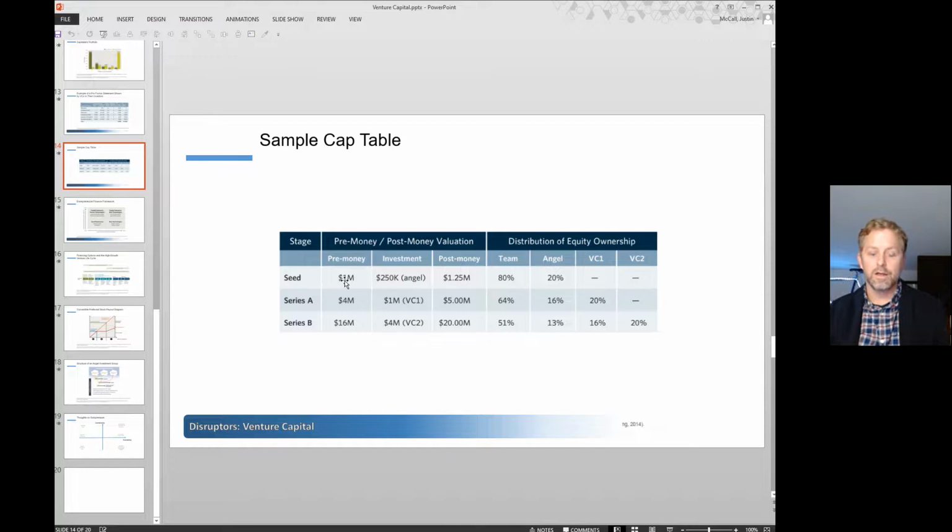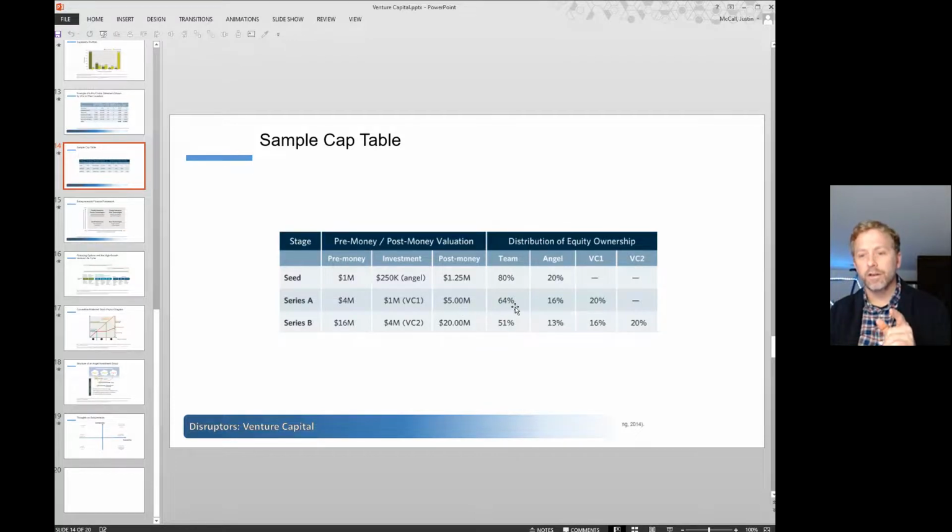So let's backtrack. We built this up into a $1 million valuation. We went to an angel investor or some investors, and they gave us $250,000. Now we're at $1.25 million. Then some time went by, and we raised our valuation up to $4 million pre-money on the VC valuation. And the VC comes in and gives us $1 million more. Now we're at 4 plus 1, which is 5.